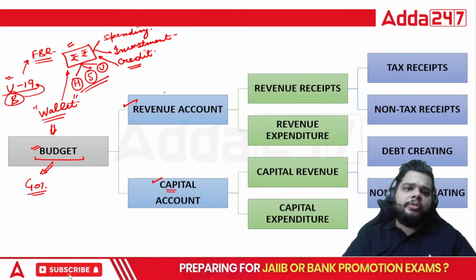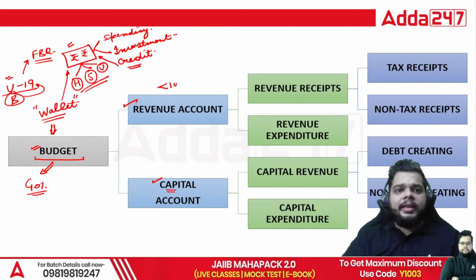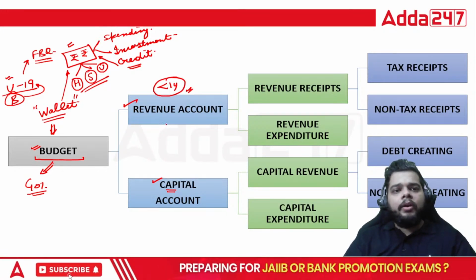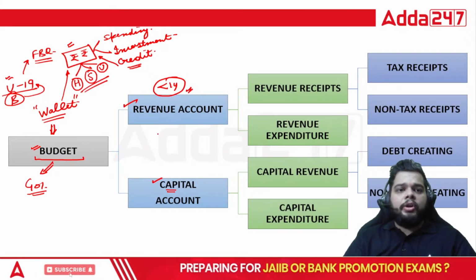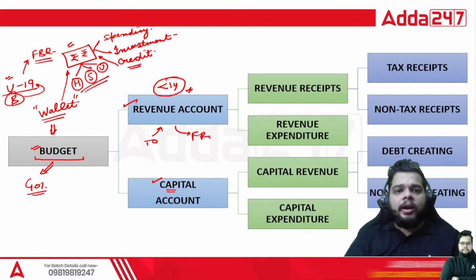For all those transactions which are happening within 1 year, the time period is within 1 year, all those transactions will be to and from the revenue account.